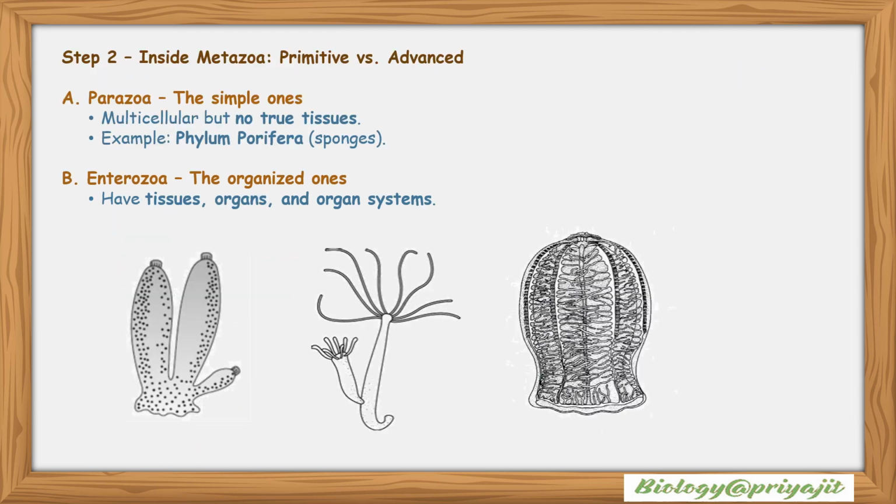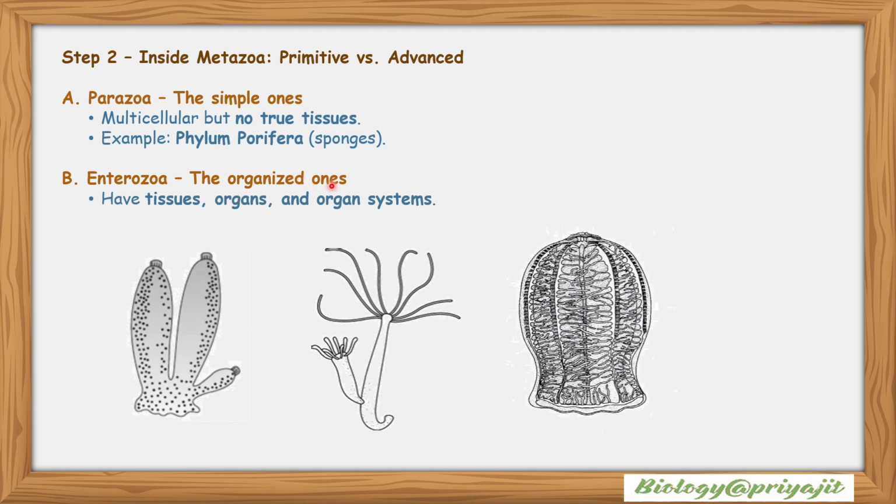Inside Metazoans, there are two types, primitive versus advanced. The primitive Metazoans were the Parazoa, which are the simple ones. They are multicellular, but there are no true tissues. Example, phylum Porifera or sponges. This is the example of sponge. This is the diagram of sponge, and they belong to the group Parazoa. They are multicellular, but they have no tissue grade organization.